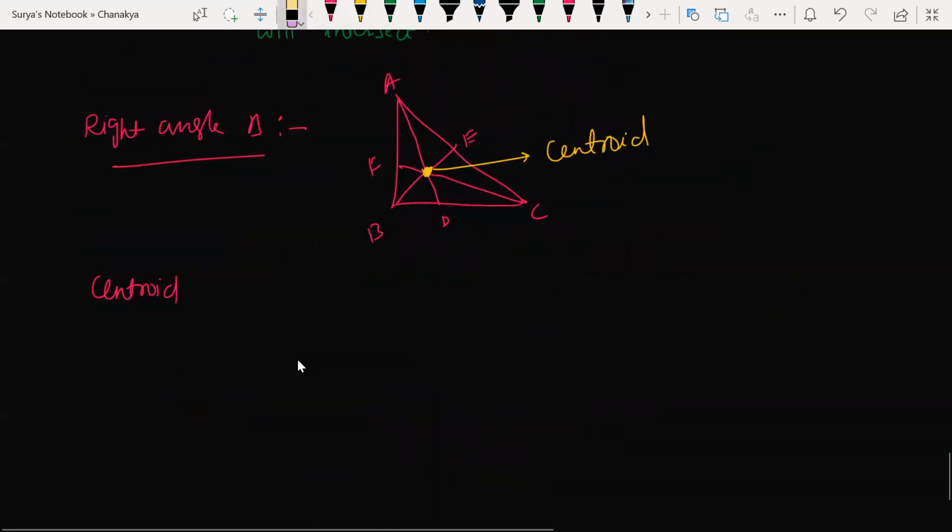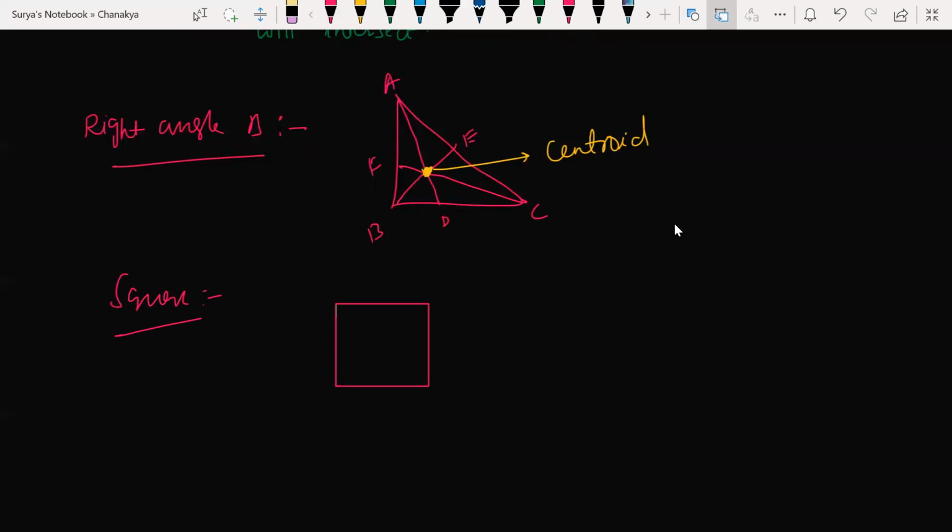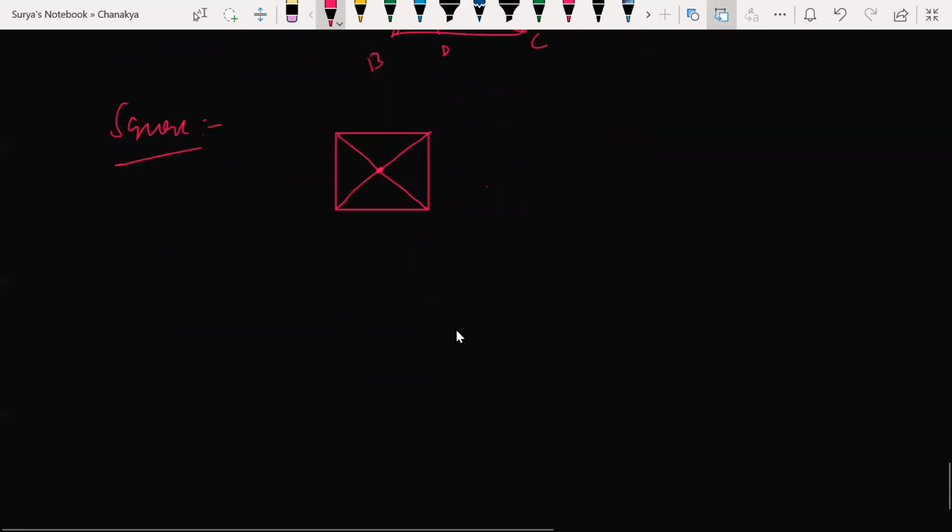Centroid of a right angle triangle and centroid of a square. How will it be in a square? Look at it. Let us say this is a square. The point of intersection is the centroid. That's it. What are the properties of the centroid here? The centroid will be in the center.